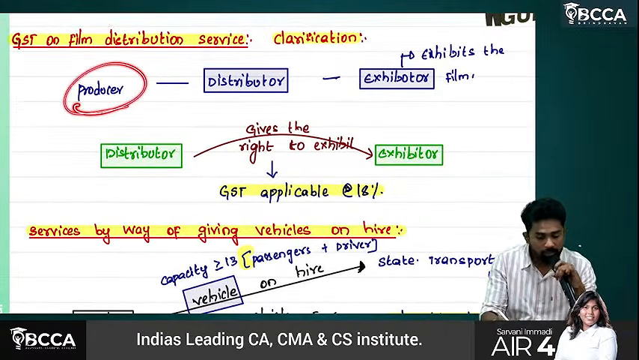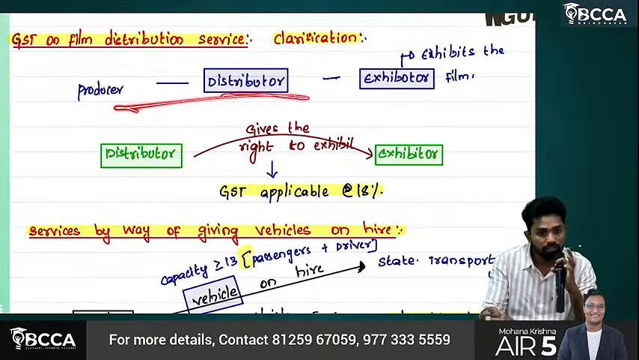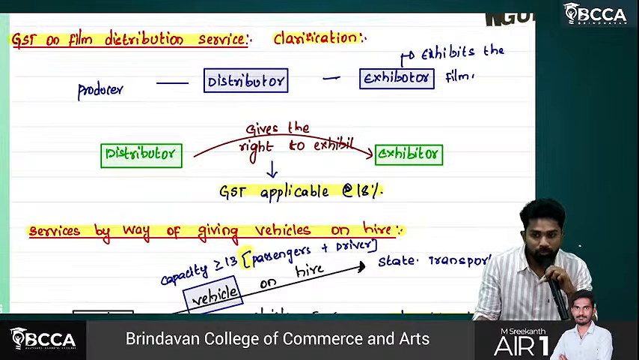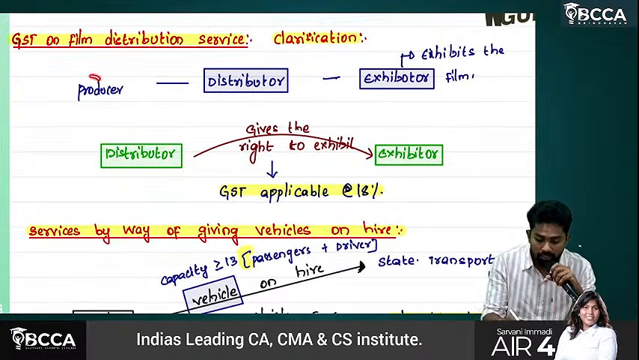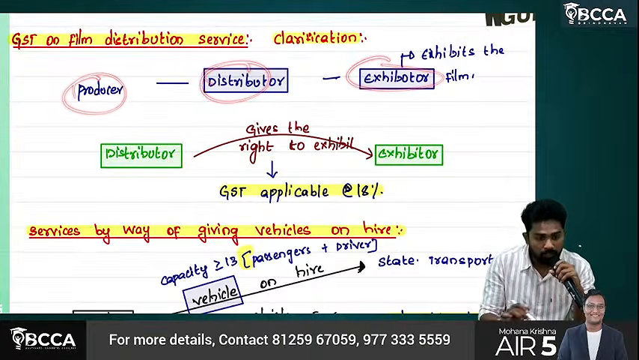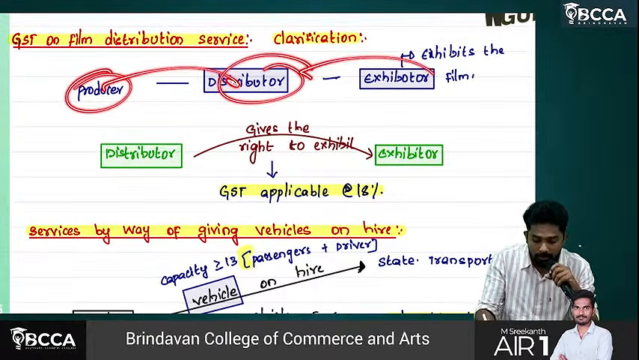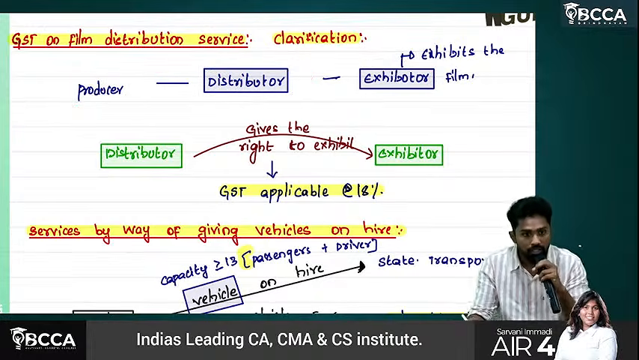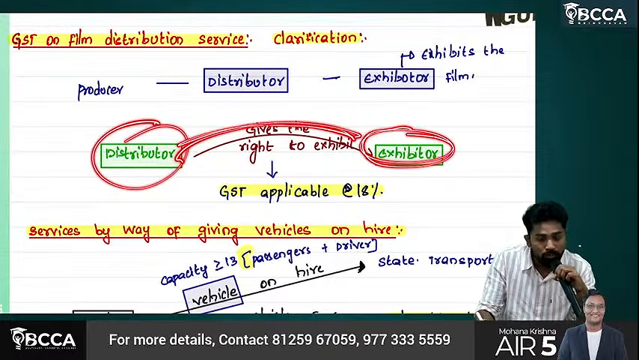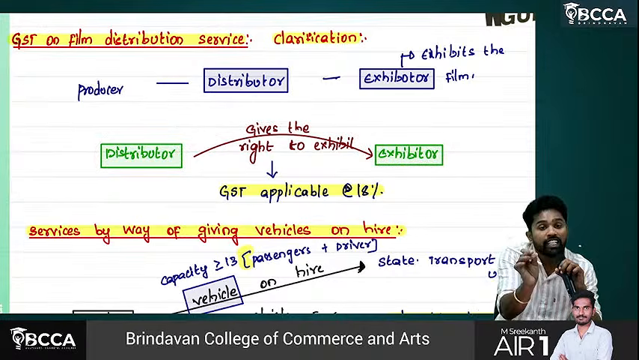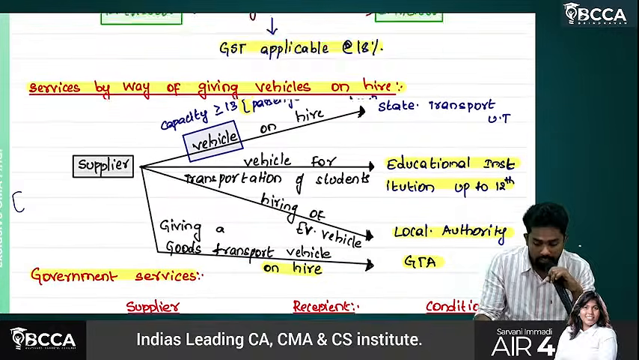Then GST on film distribution, sir. There are three parties: producer, distributor, exhibitor. If you are following Telugu news, it is more prominent, because this issue is going on in Telugu now. The producer will sell the film to the distributor. Then the distributor sells the film area-wise to exhibitors. When the distributor gives the right to exhibit the film to the exhibitor, the charges related to that right are leviable to GST at a rate of 18%.